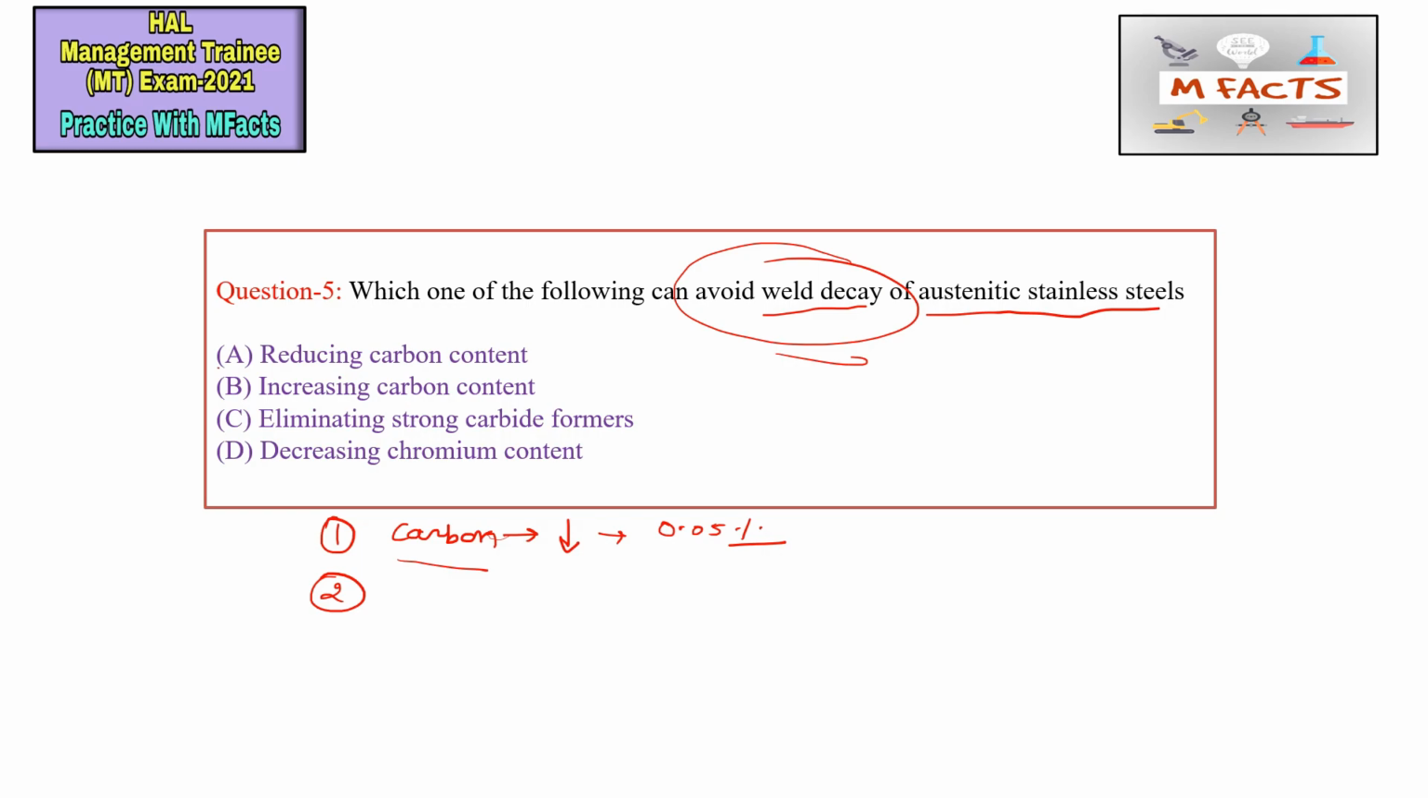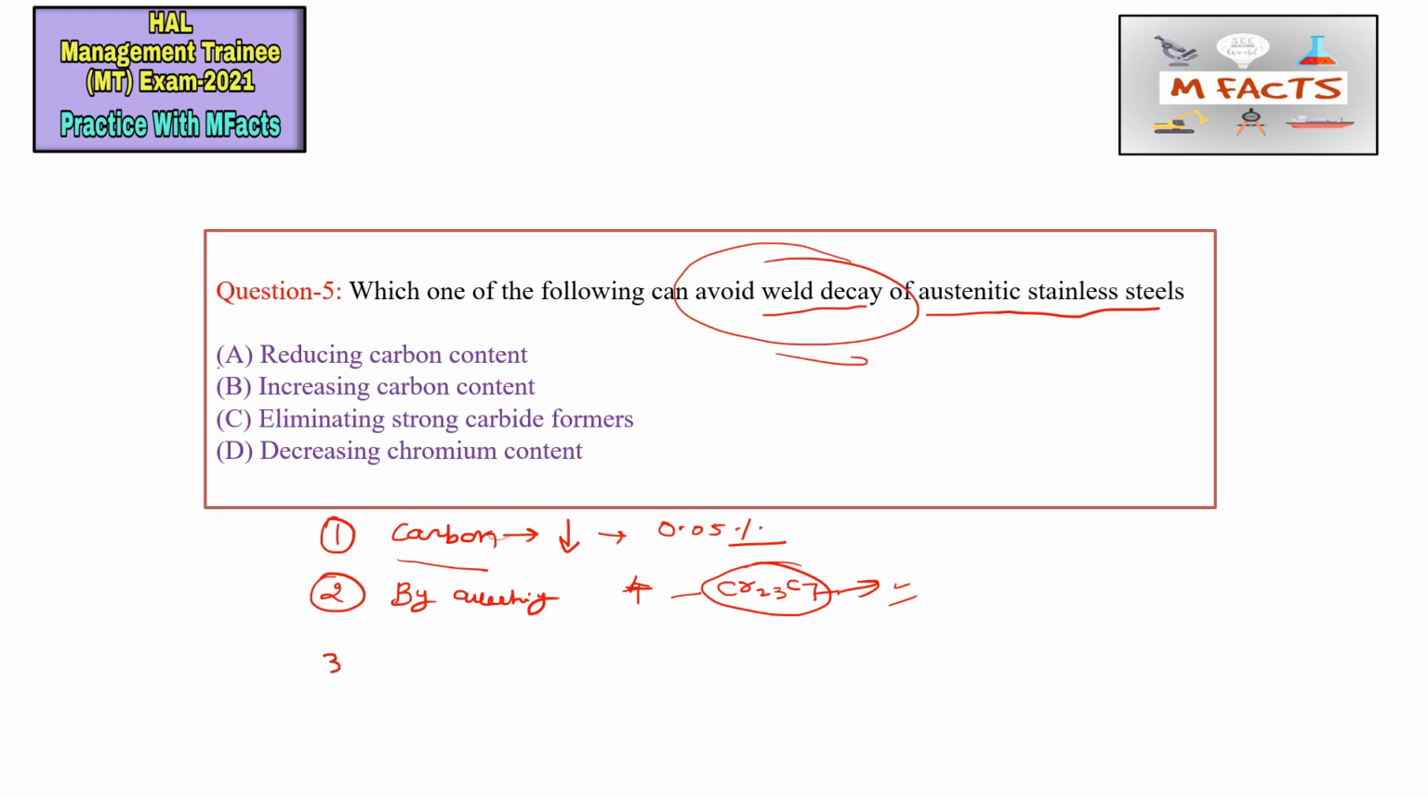The next way is quenching. By quenching the stainless steel from a high enough temperature, we prevent chromium carbide formation. If we are able to prevent this carbide precipitation, this will also avoid weld decay.